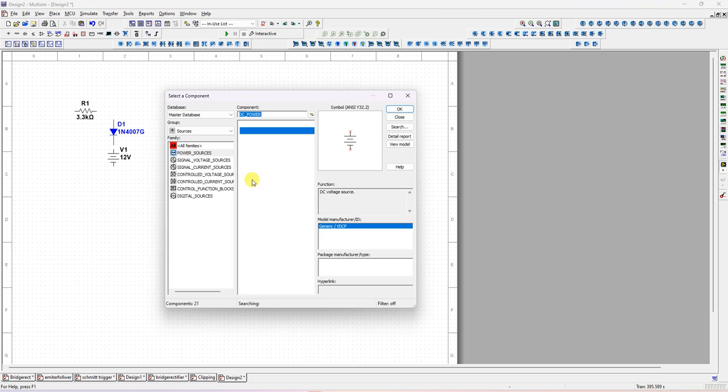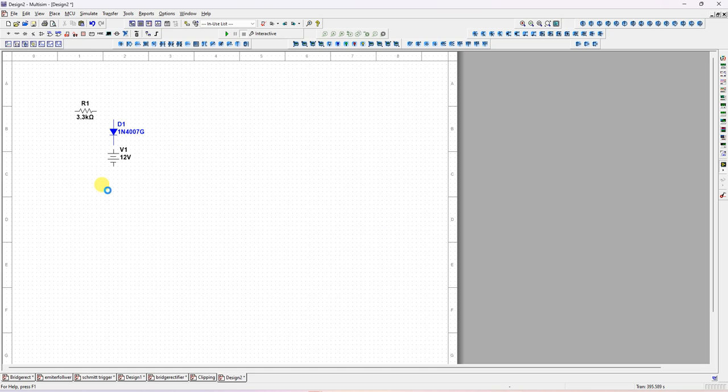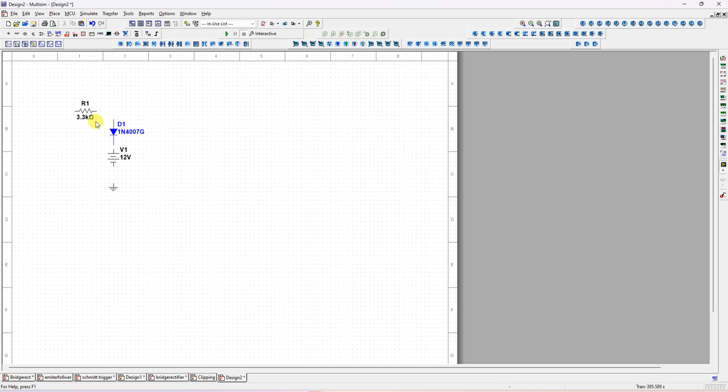Okay. Next, I want one ground also. So same in the power source, ground is there. You select that and place here. So now this is closed. You can close it. Okay.